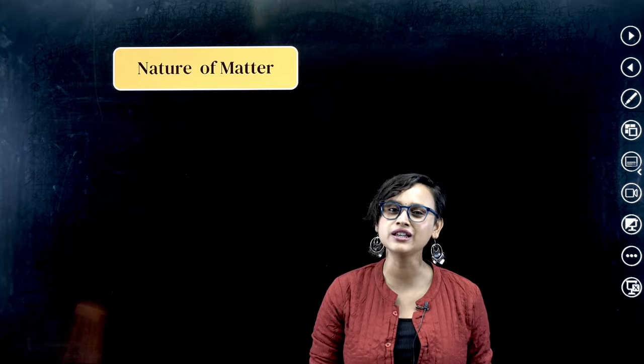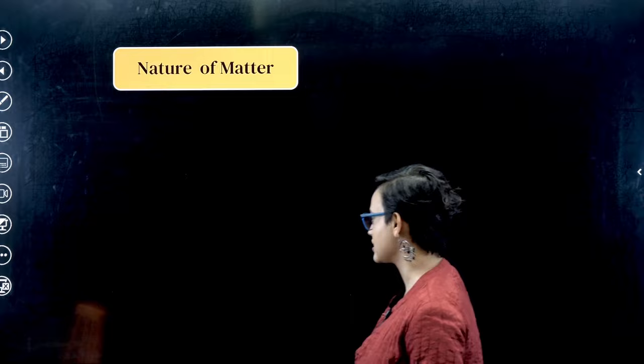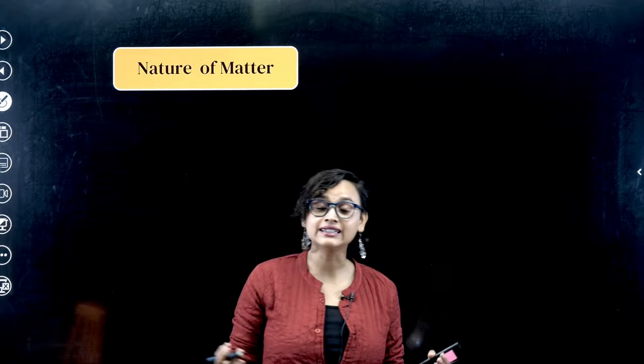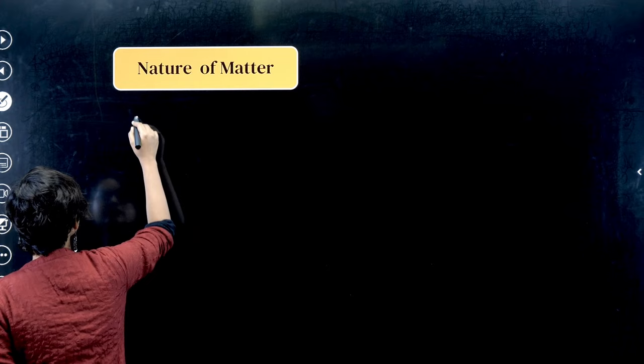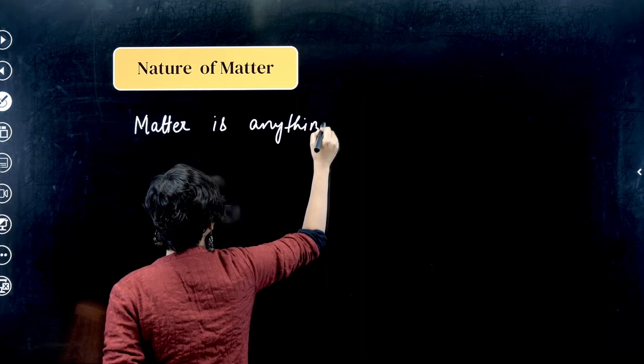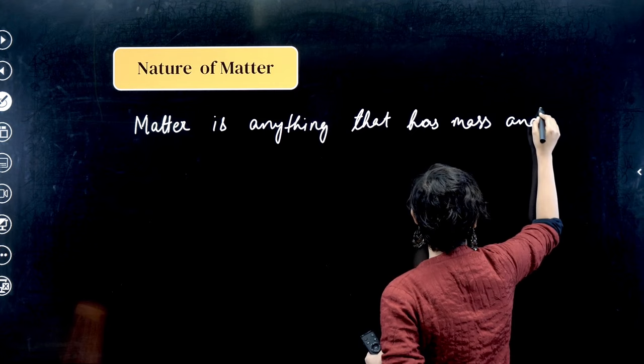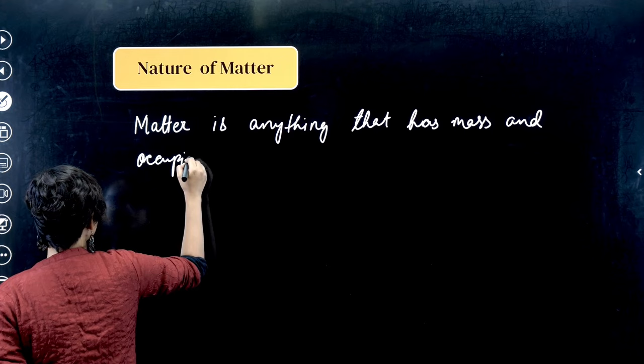But even before that, what is matter? Do you know what is matter? Well, I'm pretty sure that everybody knows about it. But even then, let me just write it here: matter is anything that has mass and occupies space, right? Let me write it down here. Matter is anything that has mass and occupies space. Right? Okay.